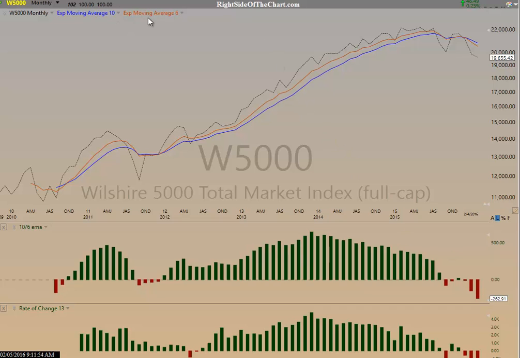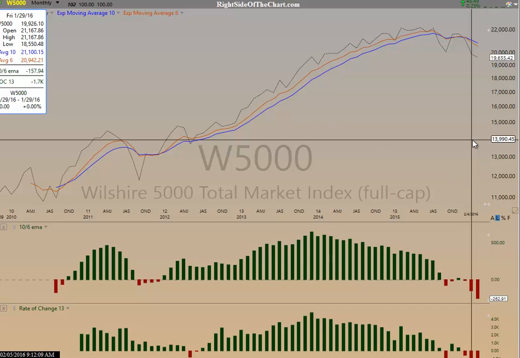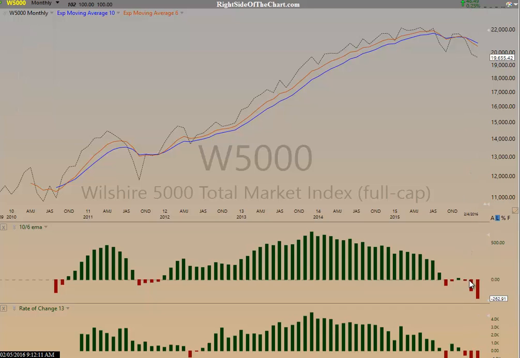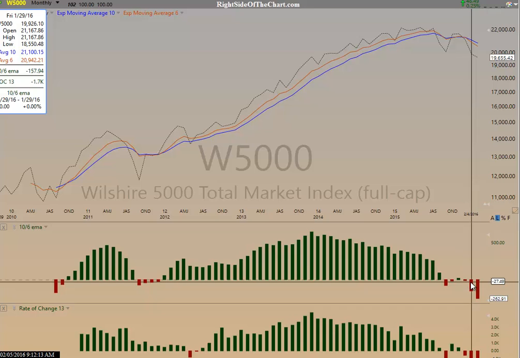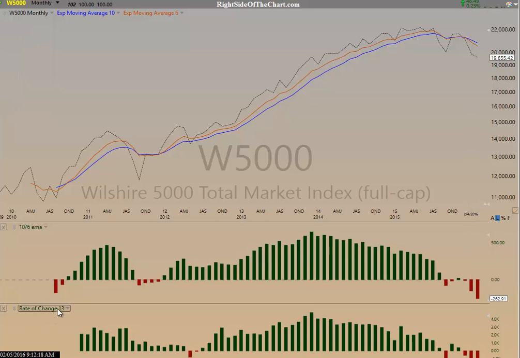Monthly, I use a 10-6 EMA pair, and when I say a 10-6, that would be a 6-period exponential moving average on the monthly time frame, and a 10-period moving average on the monthly time frame as well. And those crossed back in January. So I was waiting to see a January close, and that's what we had. We had solid red closes.